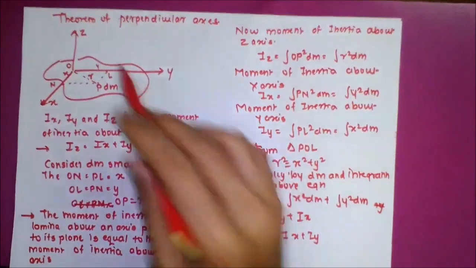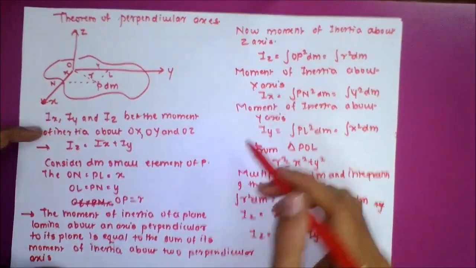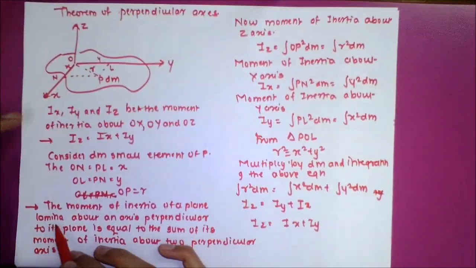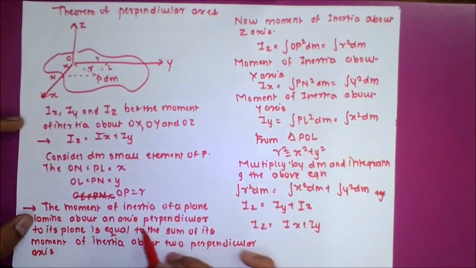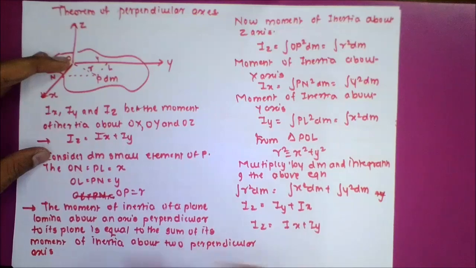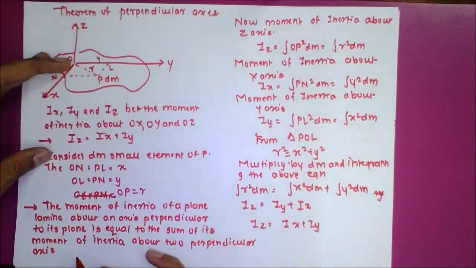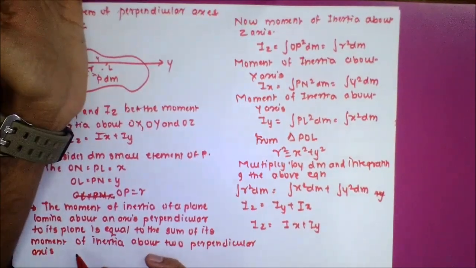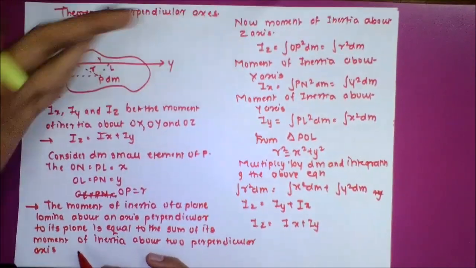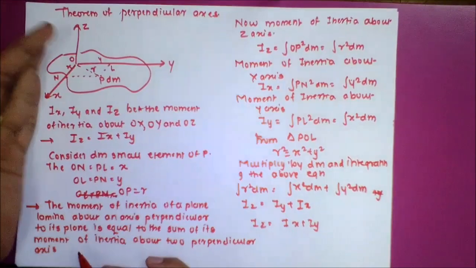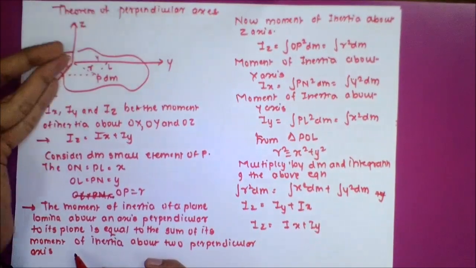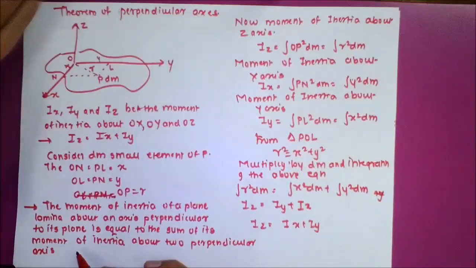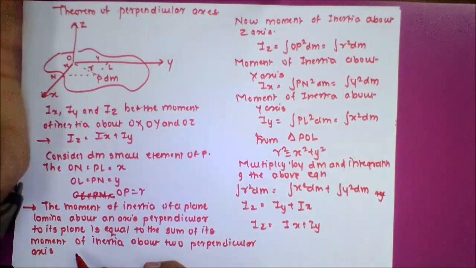We have the theorem of perpendicular axis. Let's read the theorem first. It states that the moment of inertia of any plane lamina about an axis perpendicular to its plane is equal to the sum of its moments of inertia about the two perpendicular axes. That is, the moment of inertia about any one axis will be equal to the sum of the moments of inertia about the other two perpendicular axes. So we can write Iz equals Iy plus Ix, or Iy equals Iz plus Ix, or Ix equals Iz plus Iy.